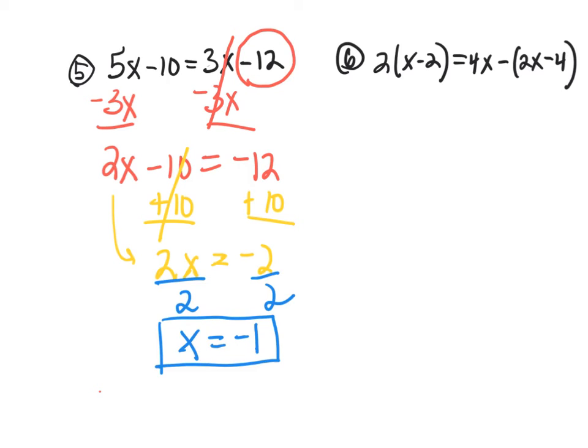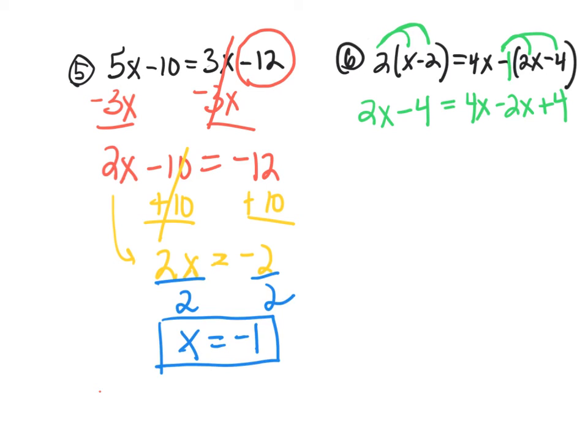And then in number 6, looks like we have a lot going on with this equation. So I'm going to start with, on the left side, doing the distributive property. And when I do that, I will have 2 times x, 2x, and 2 times a negative 2, minus 4. On the right side, I'm also going to do the distributive property. I will be distributing a negative 1. So this would be a negative 2x, and this would be a positive 4. So in green there is the step for distributive property.